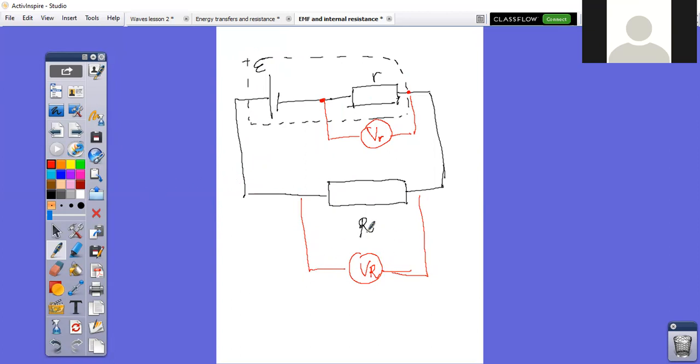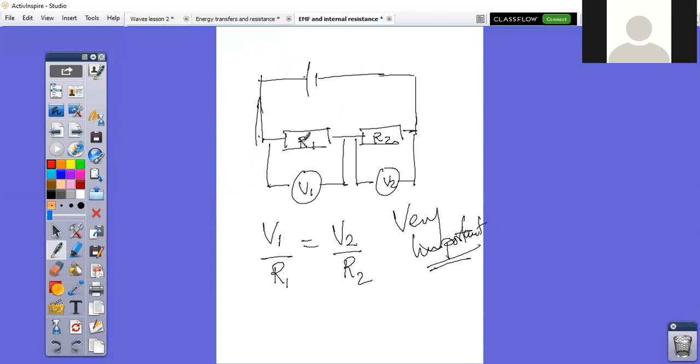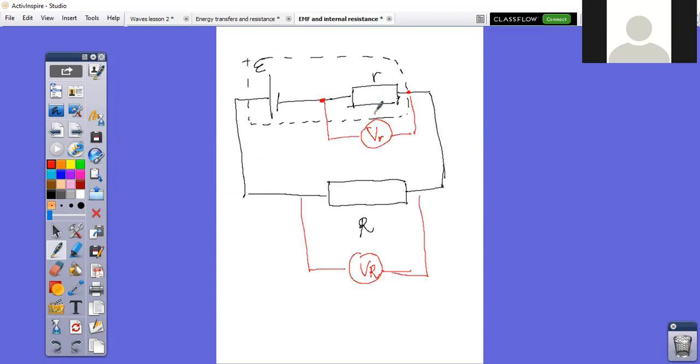Do you agree that this circuit is no different to this? It's still a series circuit, only that one of the resistors is inside the cell. My R2 is inside the cell, and my R1 is the big R, which is on the outside. So this is no different to what I drew. Do you agree? Yes. Very good. I want you to appreciate that. Therefore, VR is going to represent the terminal PD in this case, because this stuff is inside.